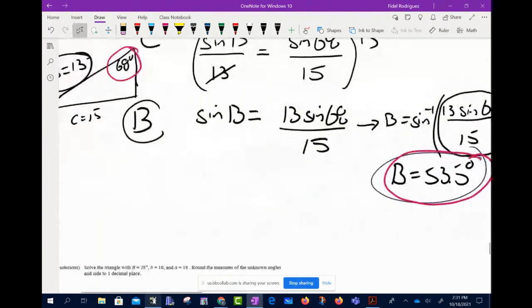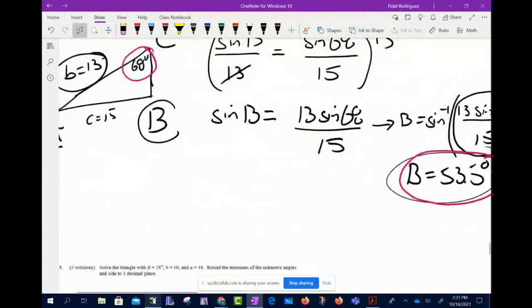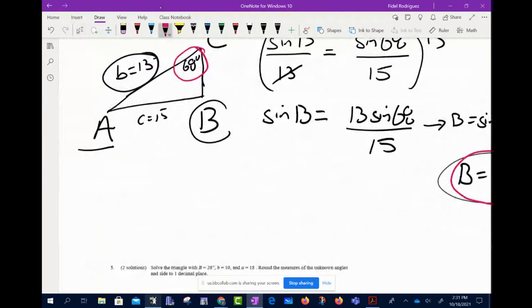Okay? So look, I'm going to come back over here. We just found angle B to be 53.5. So I know that this here is 53.5 degrees. The only other piece we need to find, y'all, is the side of little a. Okay? So let's do it like this. Look, let's go. Oh, you know what? We still need to find angle A too, don't we?